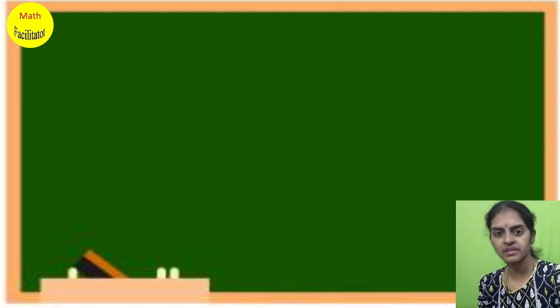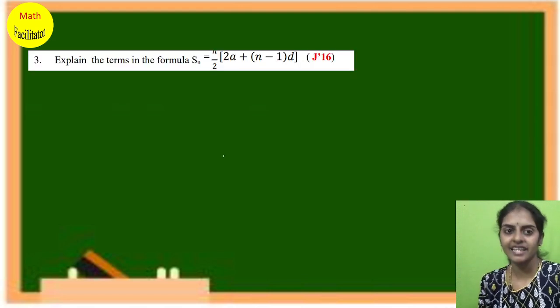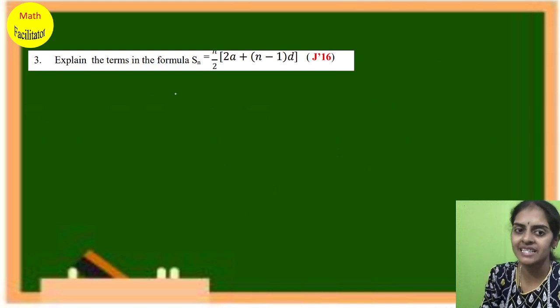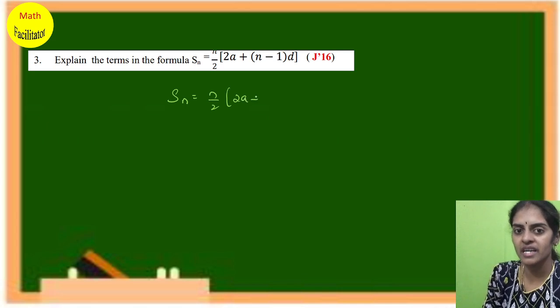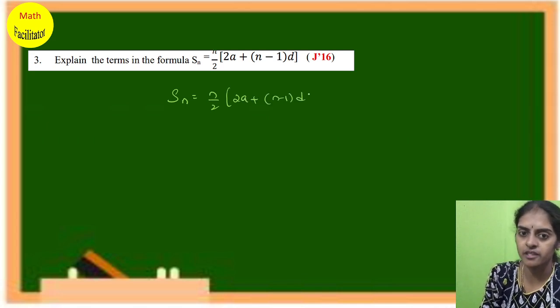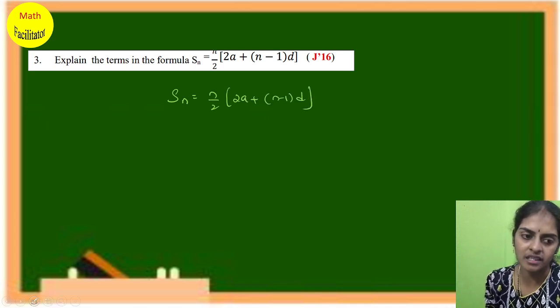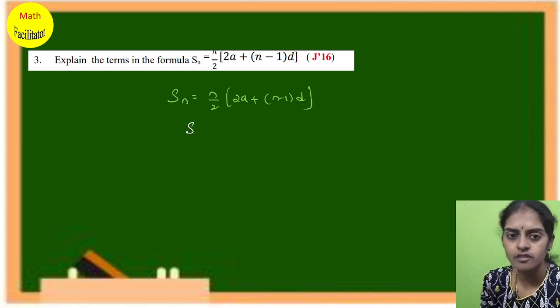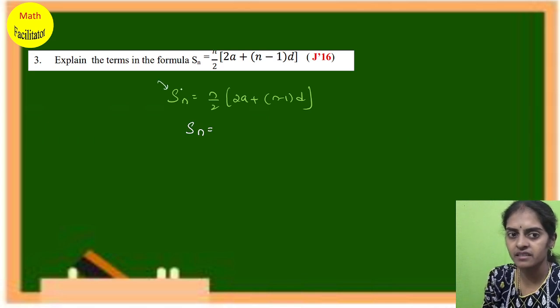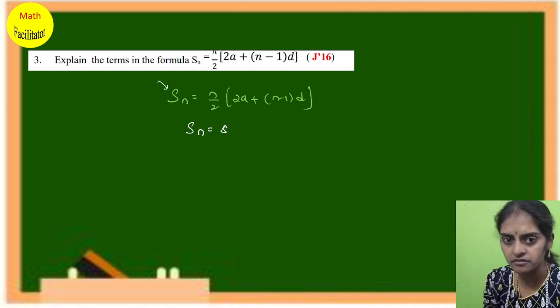Next question. Explain the terms in the formula Sn is equal to n by 2 into 2a plus n minus 1 into d. This was a direct 2-marker question. So simply they are asking you to explain the terms. So Sn we will start with here. Sn is nothing but the sum of the first n terms.